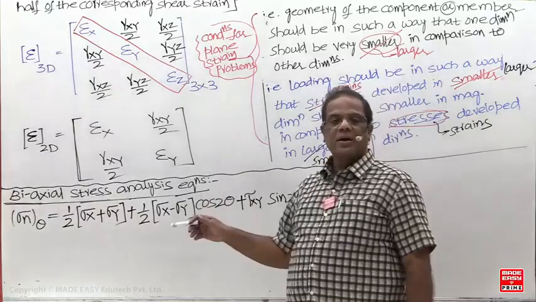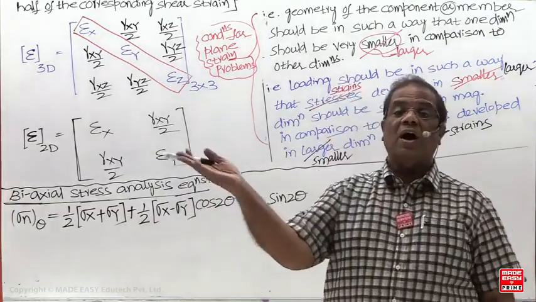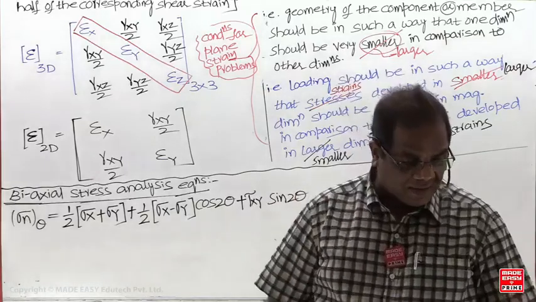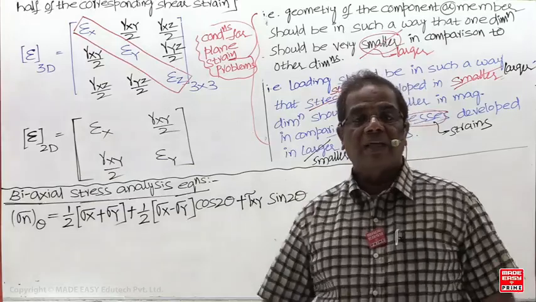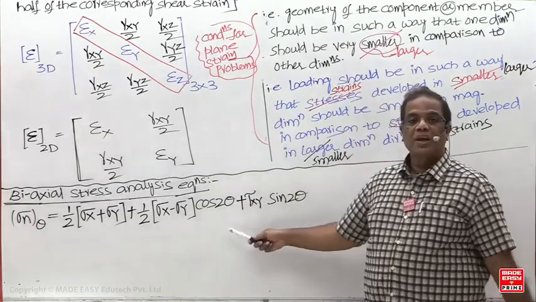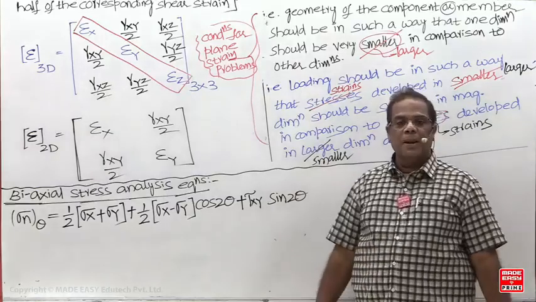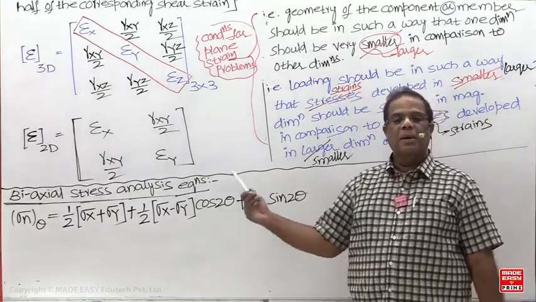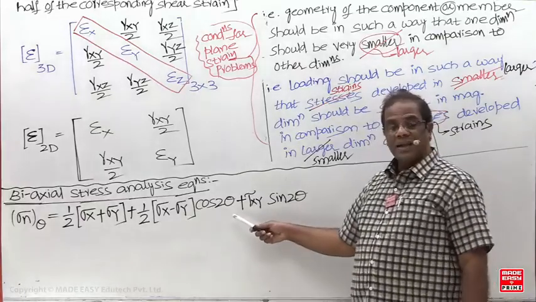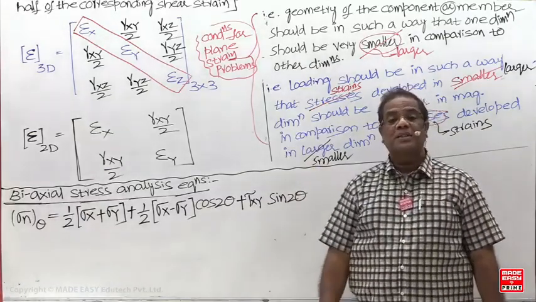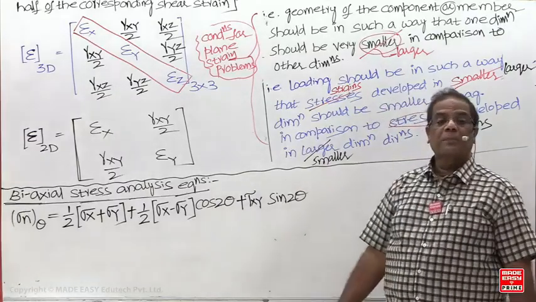If you know this, what is the advantage of the equation? We can find the normal stress on any plane by substituting the theta value. And what else is useful? If you differentiate the equation and equate to 0, you are going to get the principal planes. What is a principal plane? The plane on which the normal stress is either maximum or minimum. So by differentiating the equation with respect to theta and equating to 0, we get a principal plane.